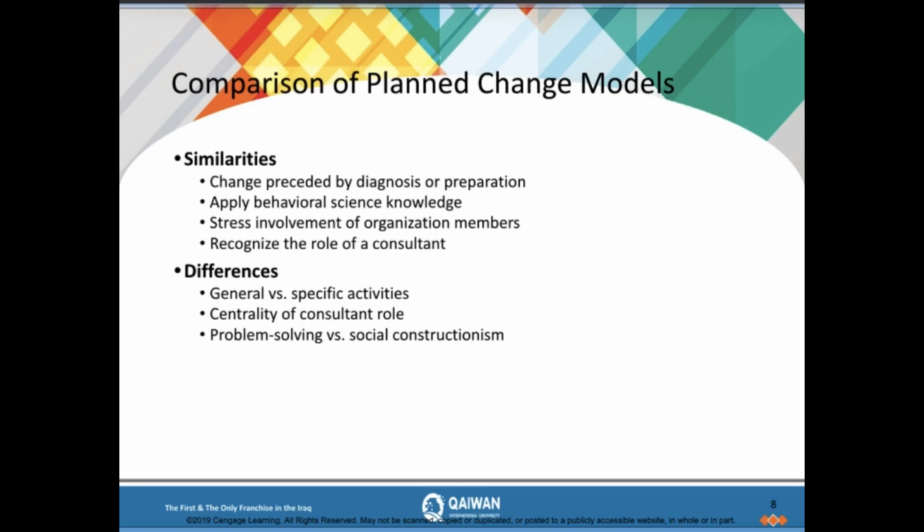And the last one, some models focus more on problem solving, like action research, while others, like the positive model, use a social constructionist approach, meaning that they build change by focusing on strengths and a shared vision rather than fixing problems. So overall, all models aim to help organizations change successfully, but they differ in their approach, structures or emphasis.